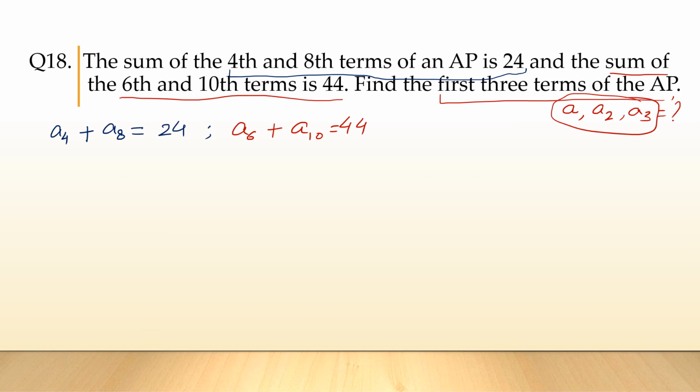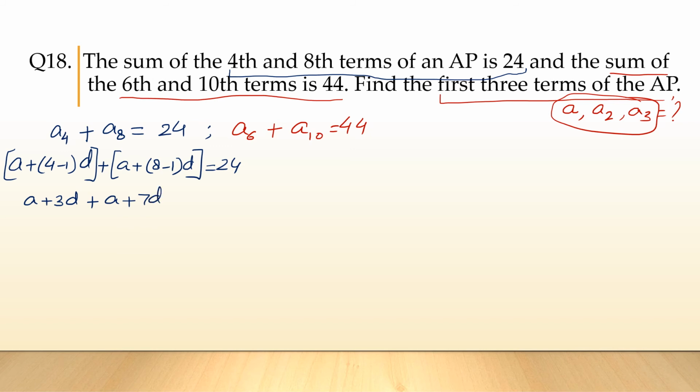Right? Now let's start with the first condition. We'll be using the formula for nth term. So A4 we can write as a plus (n minus 1)d. And for A8 we can write a plus (8 minus 1)d, equal to 24. So we have a plus 3d plus a plus 7d equal to 24. So let's combine the like terms. 2a plus 10d equal to 24.